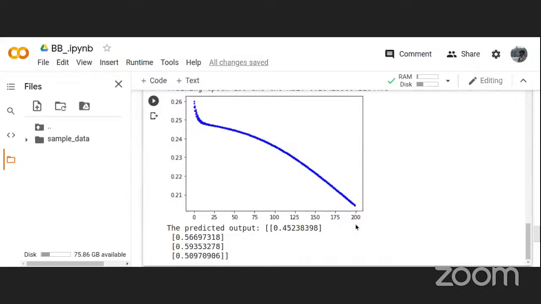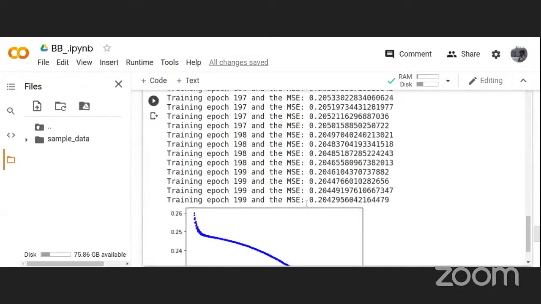And how much is the final value? That is 0.02. But we will not be happy with this 0.02. Your expectation is you should make it very small, that means 0.001. But for that purpose, this architecture will take a long time for running.